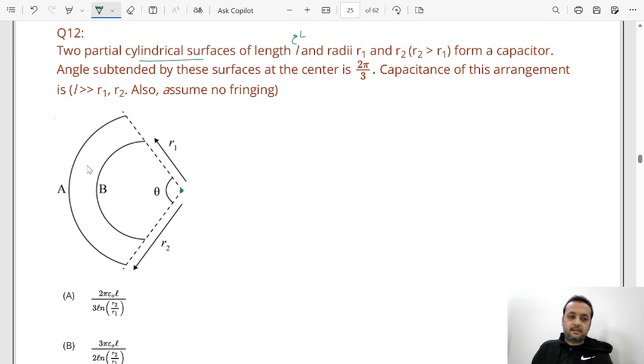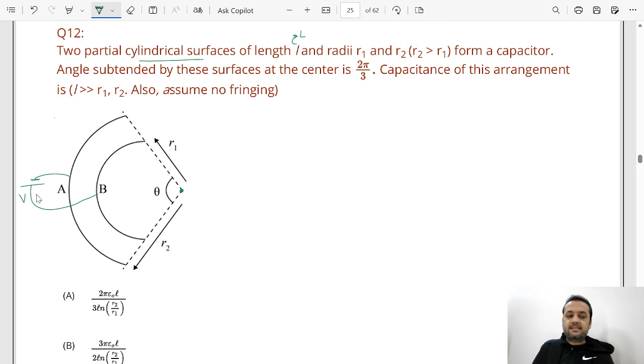Now understand that here we have to assume that the field is radial because fringing is not happening. The length of the cylinder is going inside the screen. So this is the length L. No fringing effectively means that the electric field lines will be radial. So for example, suppose we connect this arrangement with a battery of potential difference V, EMF V. So let's say A is connected with the negative terminal and B is connected with the positive terminal, such that the potential difference or the EMF of the battery is V.